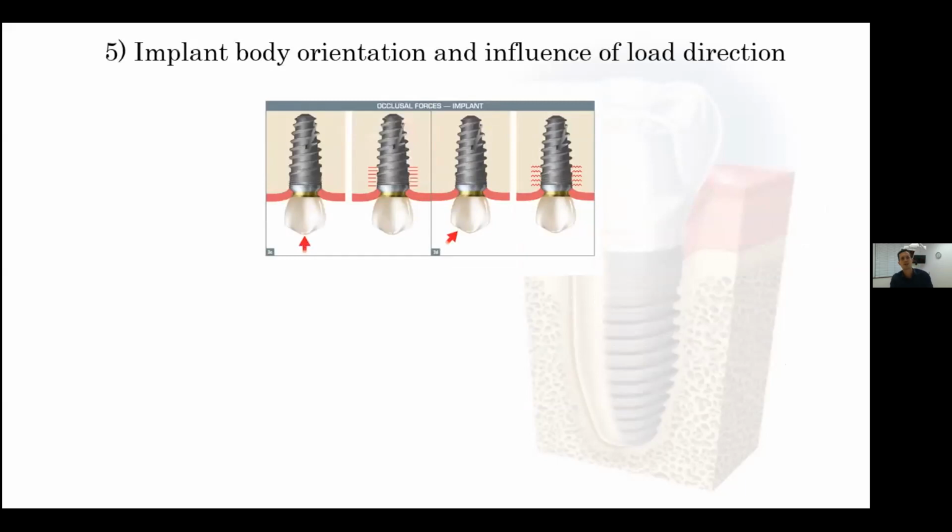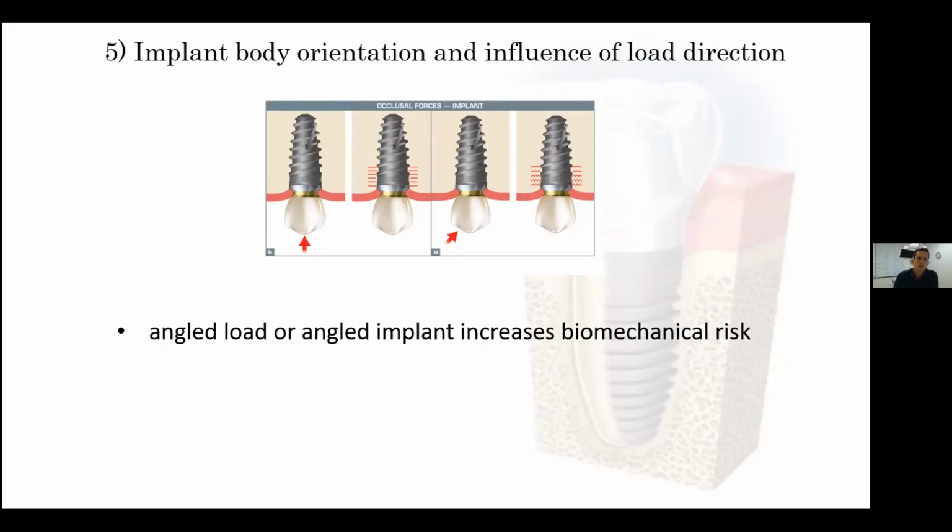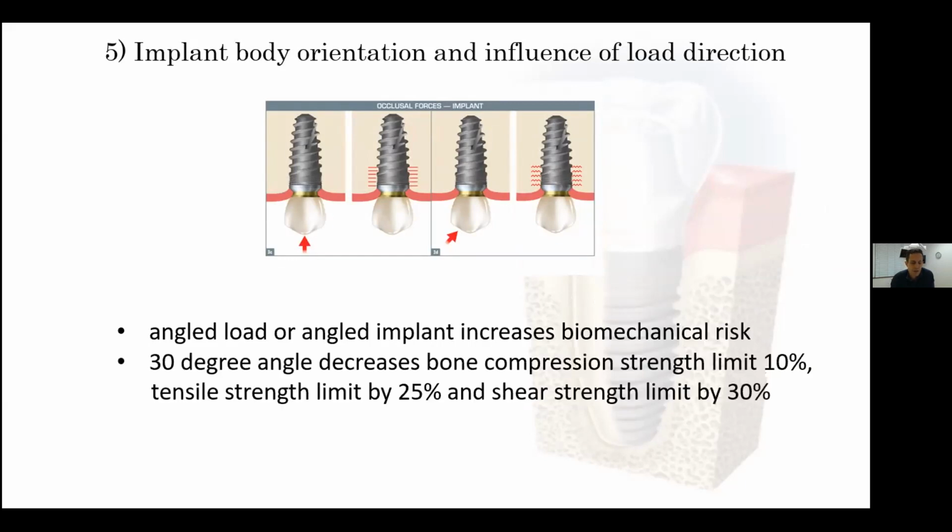The fifth thing we are looking at is the implant body orientation and the influence of load direction. And I think this is something we all know, that an angled load or an angled implant increases the stresses on the implant. And if they talk about a 30-degree or more angulation of the implant to the horizontal, it will decrease the compressive strength of our bone by 10%, the tensile strength of our bone by 25%, and the shear strength by 35%.